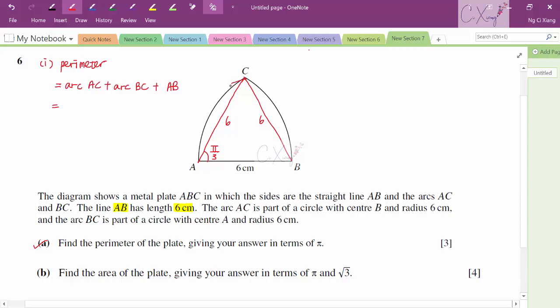So to find the length of arc AC, it is actually the arc of a sector, right? So it should be r theta. So r should be 6, and theta is the angle in the triangle, which is pi over 3. So the arc BC is also the same, r theta, which is 6 multiplied by pi over 3, and the length AB is given straightforwardly, which is 6. Alright, they want us to leave our answer in terms of pi, so we just simplify and add all the terms together. So we end up with 6 plus 4 pi. So our perimeter will be 6 plus 4 pi cm.